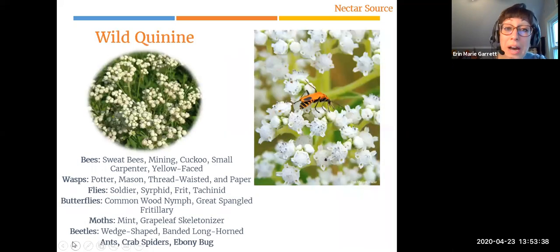Okay, wild quinine is very similar to that rattlesnake master, being heavily preferred by wasps with all of those numerous white clustered flowers. But again, bees, wasps, flies, butterflies, moths, beetles. We're going to have soldier beetles hanging out on them. Okay, so again, huge, huge diversity, much more than you might think at first look.